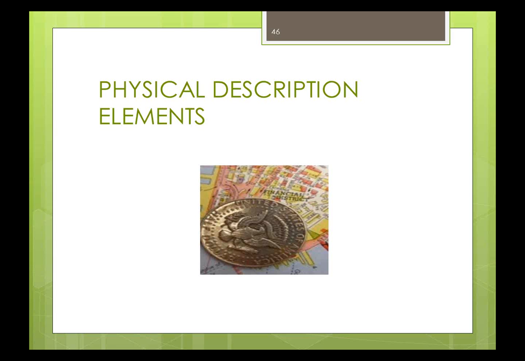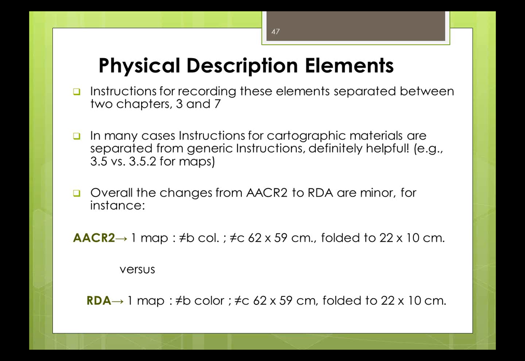Let's move on to changes regarding data elements that appear in MARC field 300 for cartographic materials. The instructions for recording these data elements are found in chapters 3 and 7 of RDA. And the nice thing is that instructions for cartographic resources are separated out from the general instructions at the beginning of each chapter for other resources. In reality, the changes between the two standards are pretty minor, as you might see with the map example that I've provided.